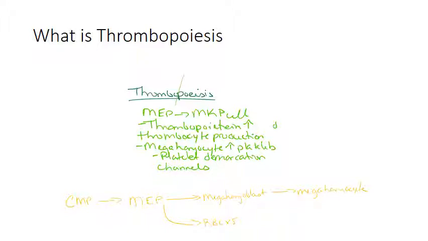So we'll just change the color, and you'll learn about all this in biochem when you start having to add pluses and minuses for augmenters and inhibitors. But we have thrombopoietin, okay? And this encourages our production to be amplified. All right, and the megakaryocyte increases platelets. And this occurs by the platelet demarcation channels pinching off through the endothelial wall of the sinusoidal cavity.